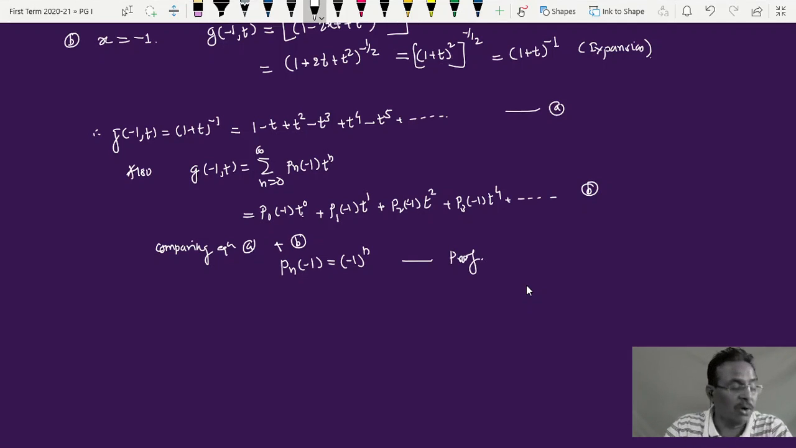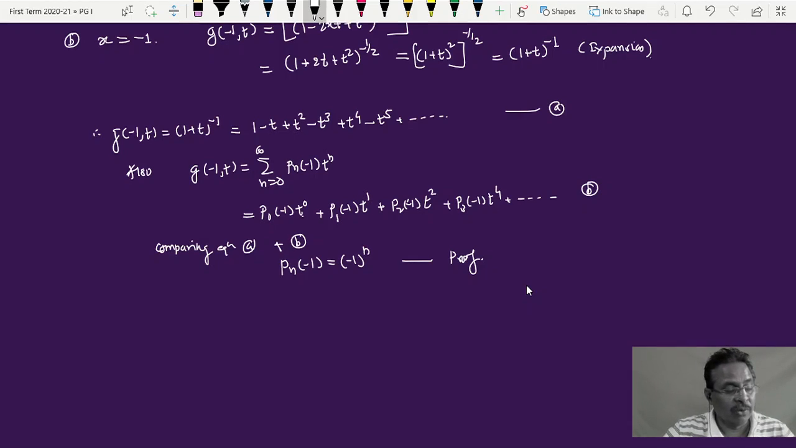So the first property of this Legendre polynomial we have shown: Pn of 1 is equal to 1 and Pn of minus 1 is equal to minus 1 raised to n. Provided n is even, Pn of minus 1 is plus 1. If n is odd, then Pn of minus 1 is also odd. So this property can be verified and proved very easily from the proof we have given here.